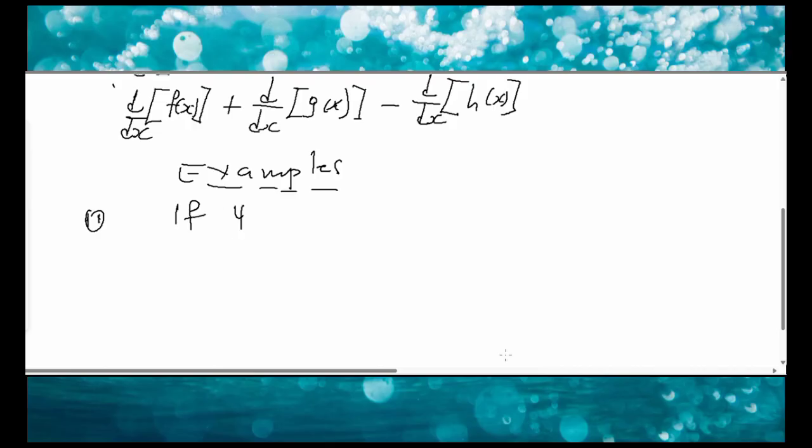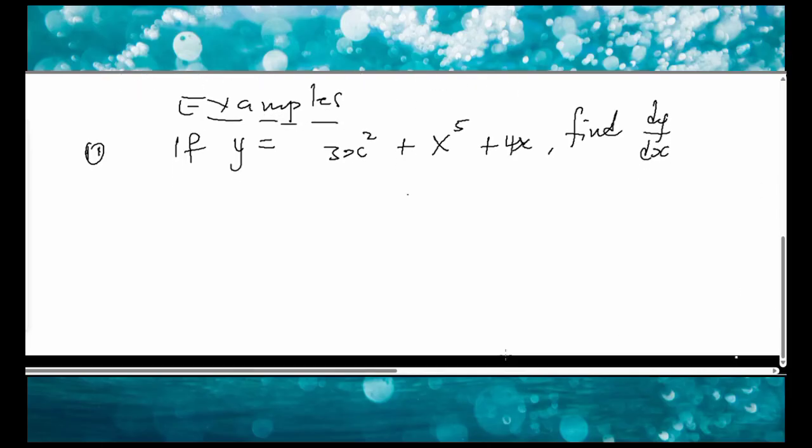If y is equal to 3x squared plus x raised to the power 5 plus 4x, find dy dx. Solution.